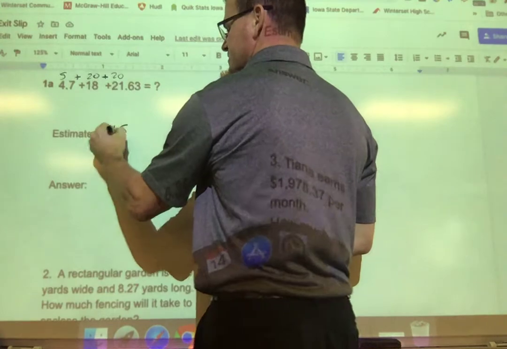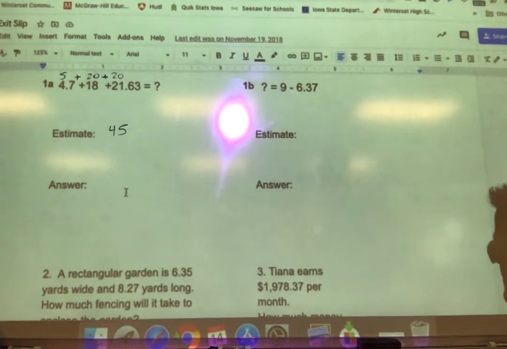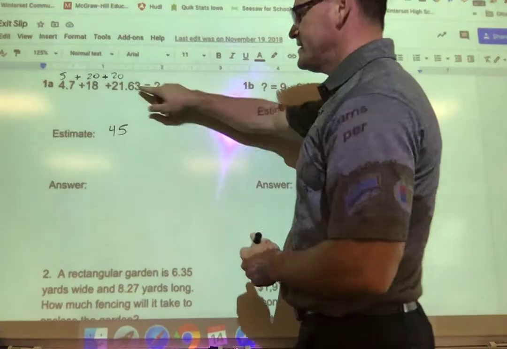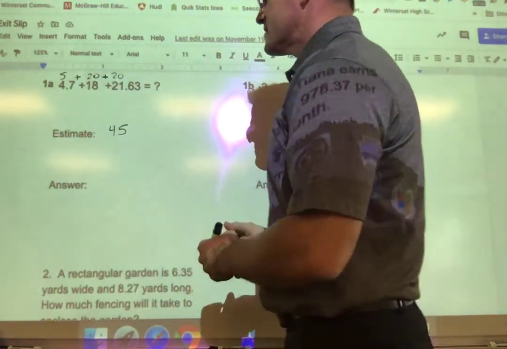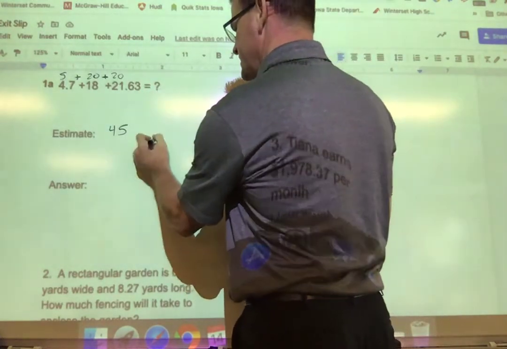So if my answer comes up around 45, most likely I've done it correctly, unless I messed up a fact here. So we're going to go ahead and look at the real answer. And remember, in the traditional system, guys, we're going to line up that decimal. It doesn't matter what order I put these in because of the commutative property, but I think I'll just start with 21.63 here.